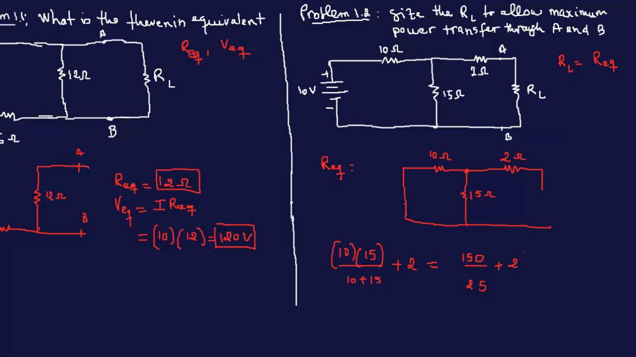Let me get the calculator. So 150 over 25 is 6, plus 2, that's 8. Oh, I should have known that. So that's 8 ohms. So RL is 8 ohms. That's it. Okay, next problem.